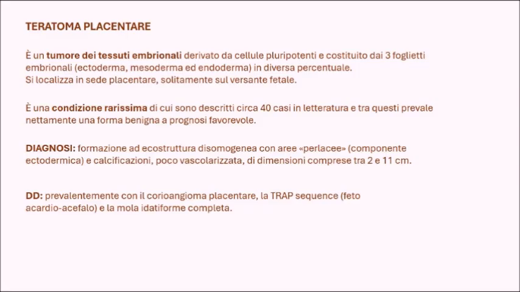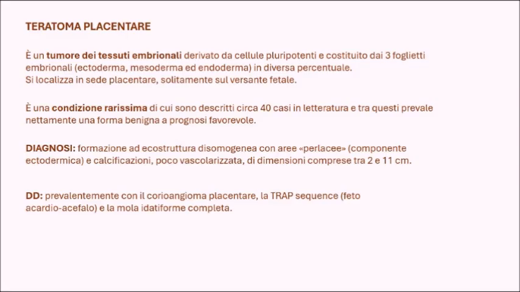From a diagnostic point of view, ultrasound reveals indeed a formation with a heterogeneous ecotexture with pearly whitish areas inside that represent the ectodermal component and calcifications, which appears to have little vascularization on Doppler and is usually not very large in size. In fact, it usually does not exceed a maximum diameter of 15 centimeters. The differential diagnosis should primarily be distinguished from placental chorioangioma, which is a distinct type of vascular placental formation.